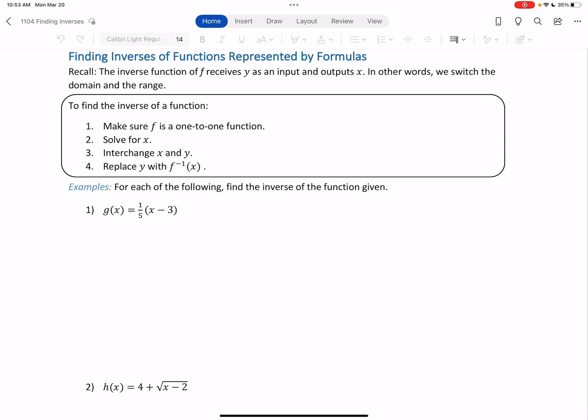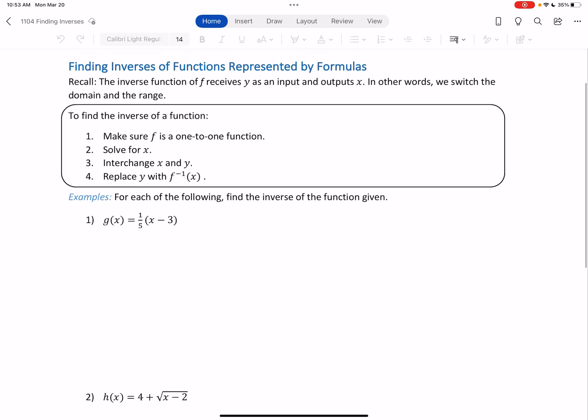Okay, now that we know whether two functions are inverses or not, what we want to be able to do is find an actual inverse. There's a couple of ways to do this, and you can pick your favorite. One way is to remember that the inverse function is the undoer. So basically you're switching the x's and y's, and you want to solve for x again. So the way to find an inverse is make sure that it's a one-to-one function.